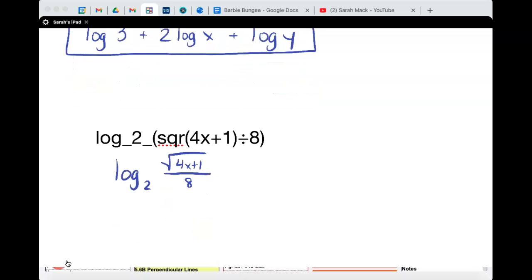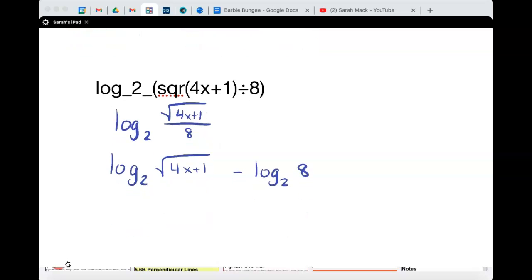So what property would we probably use first? Yeah, the quotient property, so rewrite the fraction as a difference. So log base 2 of the square root of 4x plus 1, and I can write it as a difference, so minus log base 2 of 8. Okay, so that's using the quotient property. I can keep going with this.